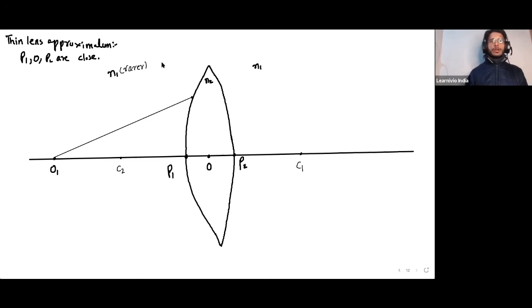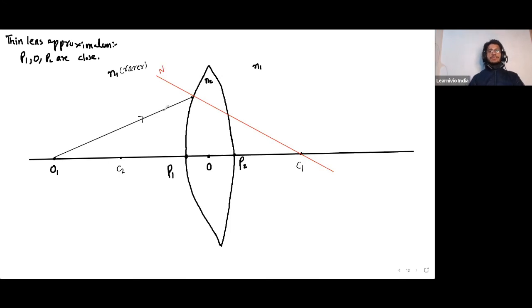To draw a normal over the surface, we know that we have to connect that point to the center of curvature. We have connected the point to the center of curvature. This is the normal. I should use a different color for the normal.